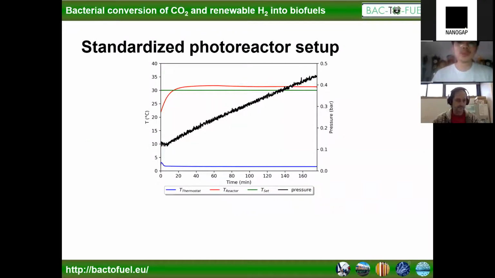So what do we get out of this kind of experiments? You will get a time plot from the pressure. And here you can see the cooling temperature of the thermostat. This is the temperature inside of the reactor, and this is the set temperature.